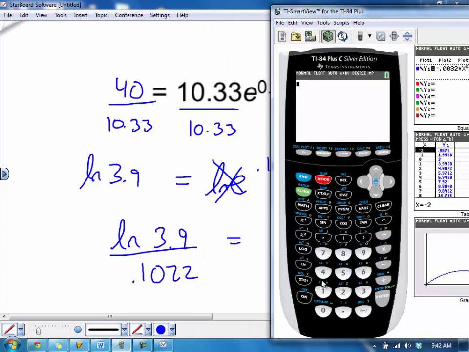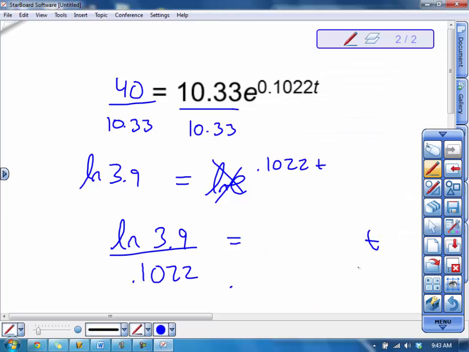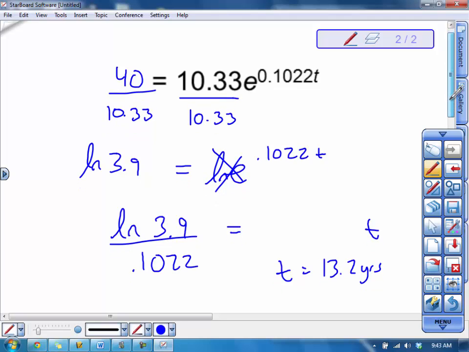So it'd be 40 divided by the 10.33. That's how we got this value of 3.9. I want the natural log of that, so I won't round it. I'll just grab it here. Hit enter on that. That's this value. And then I'll divide it by 0.1022. And that gives me the answer, which is about 13.2 years. So the time would be 13.2 years, and that was the number of years since 2007.